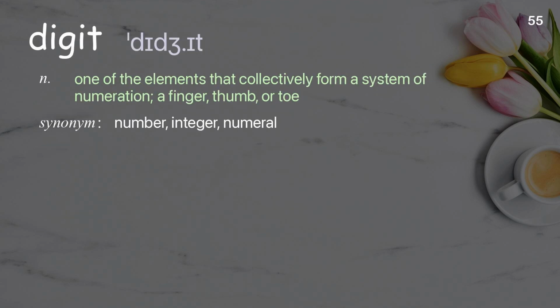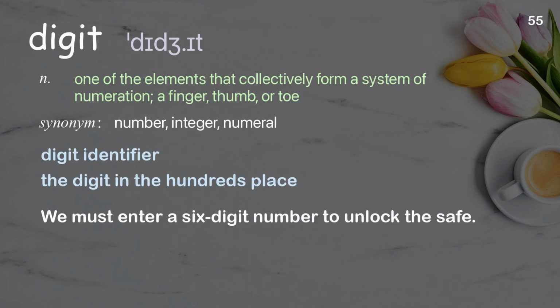Digit. One of the elements that collectively form a system of numeration, a finger, thumb, or toe. Examples. Digit identifier. The digit in the hundreds place. We must enter a 6-digit number to unlock the safe.